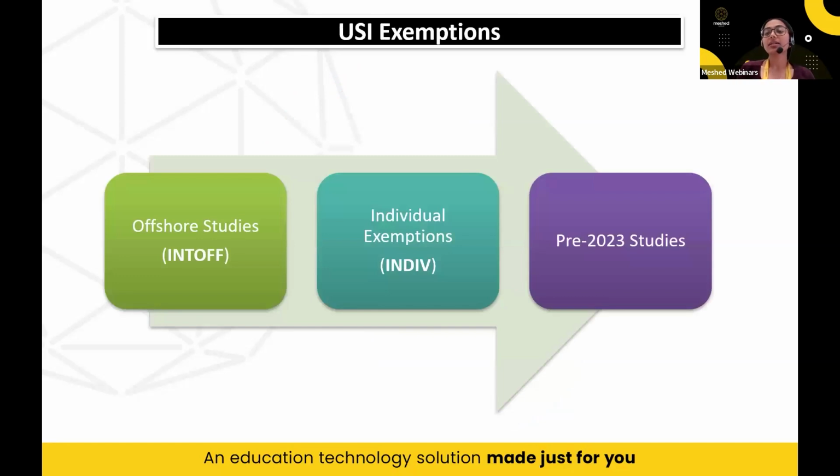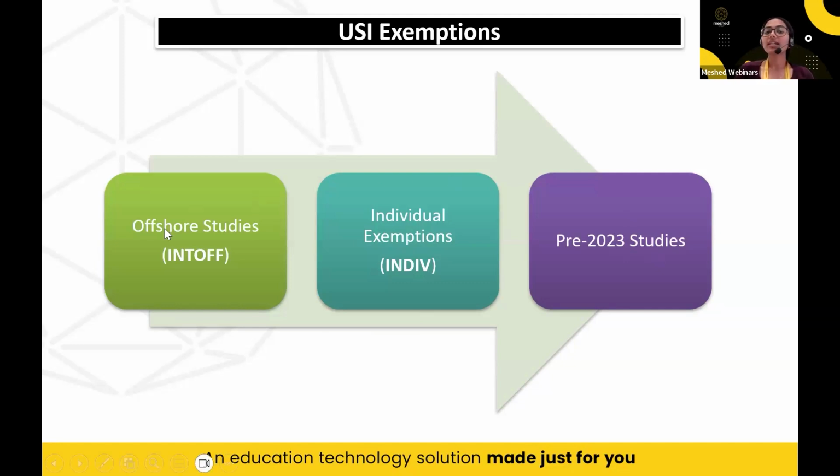Having said that, as I mentioned before, there are some USI exemptions that are available. Now, there are three categories of USI exemptions. The very first category is pre-2023 studies. As I talked about, for the higher education sector, a USI is mandatory since 1st of January 2023. So any student who has completed their studies before 2023 in the higher education sector does not really require a USI unless they are starting a new course.